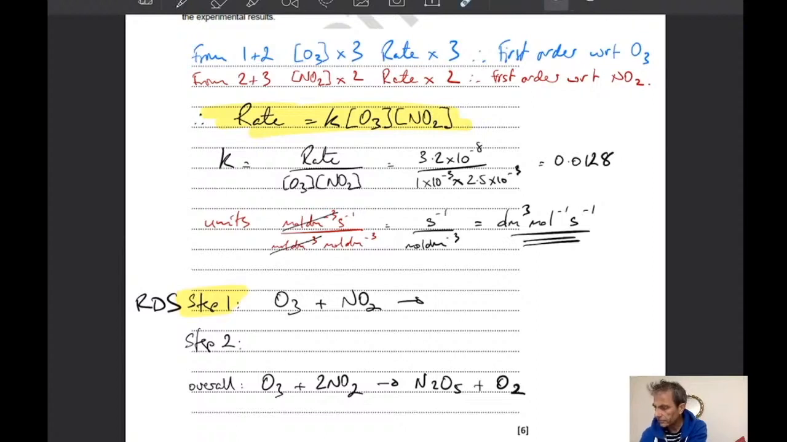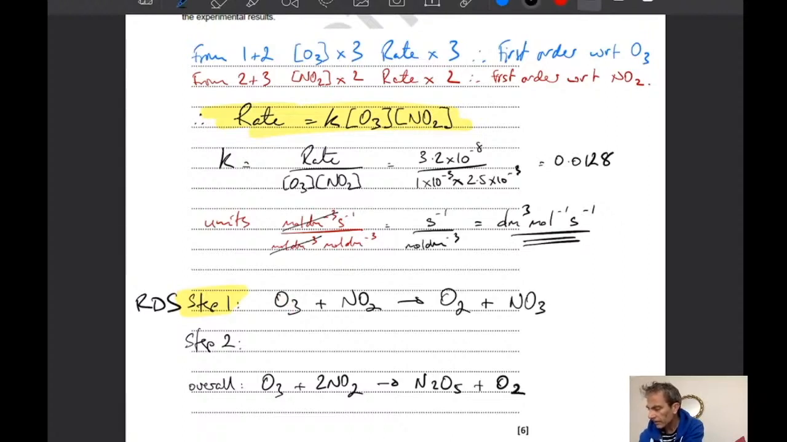Right, so the way my mind works with this is I'm going to look at the overall equation. Now I need to make N2O5 and O2. Can I make any of those from our reactants in step 1? Well, I can't make N2O5 because I've only got one nitrogen, but I can make O2. So let's make the O2. What have I got left? I've got an NO2 and an O left from this. So let's stick that together and we'll make an NO3.